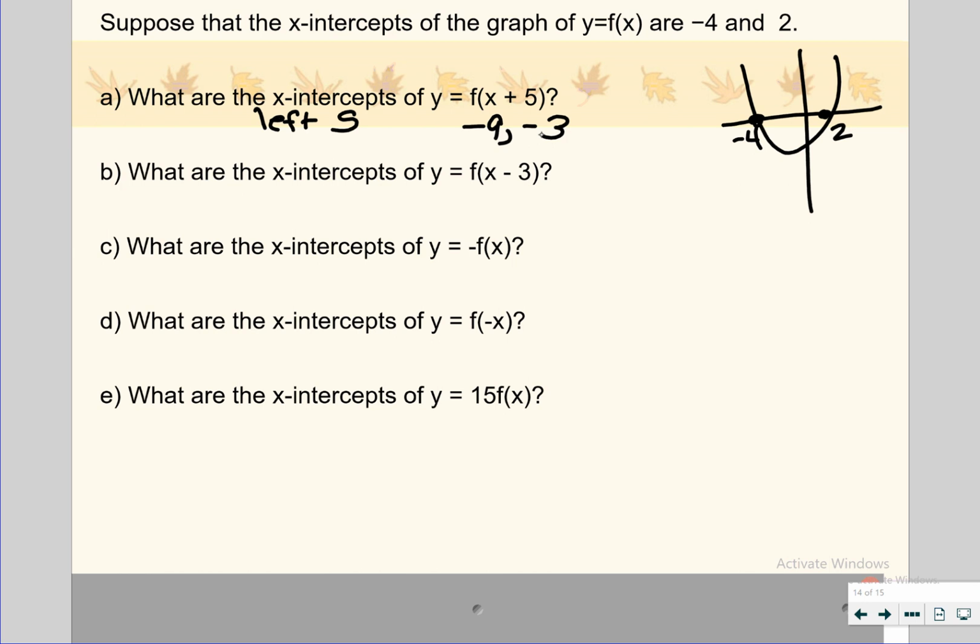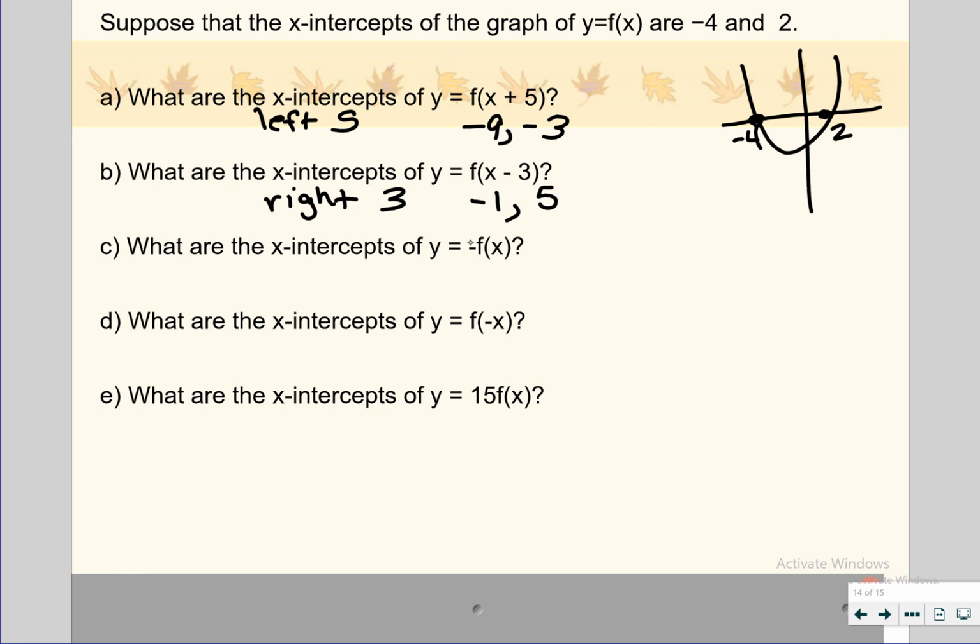Okay? What if there's a -3? What does it do? Right 3. Okay, so if I take my x-intercepts and I move them right 3, where are they going to end up at? -1 and 5.